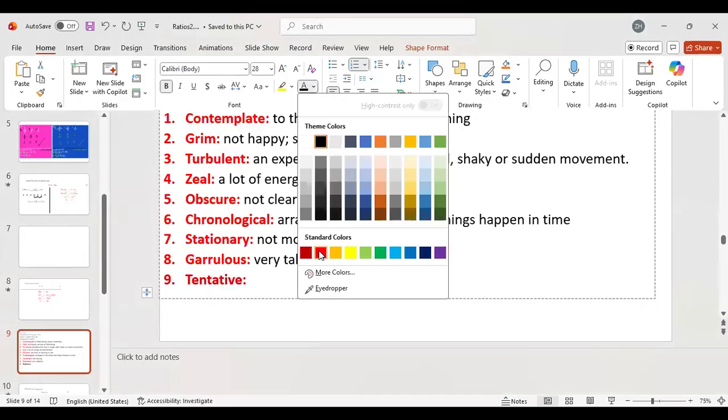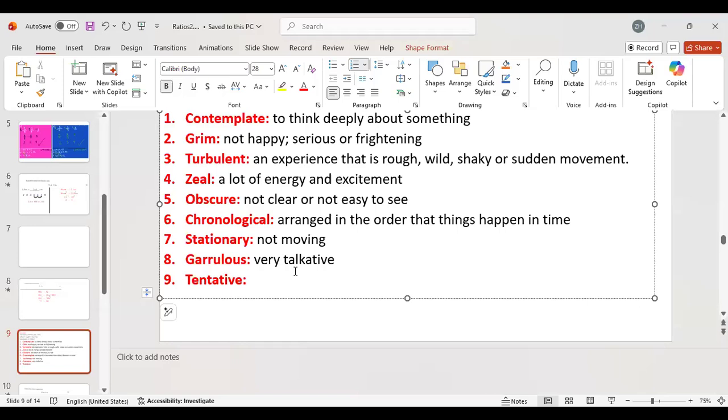It means to pay attention. No. To focus on. No. It's not fully developed. No. What does tentative mean? I don't know. Not certain.